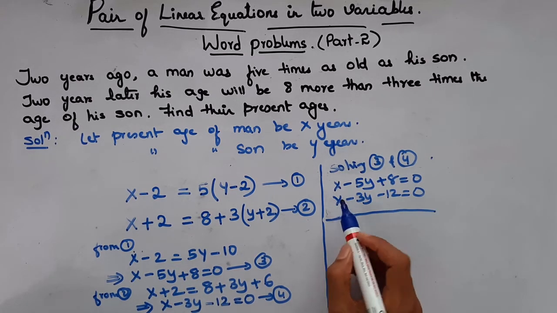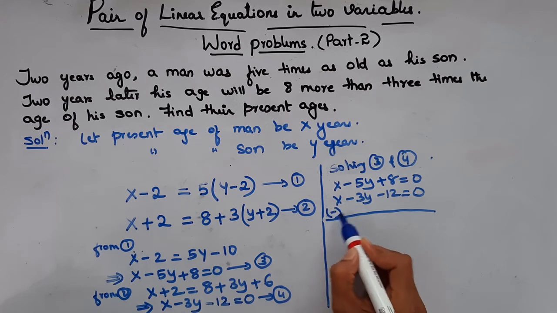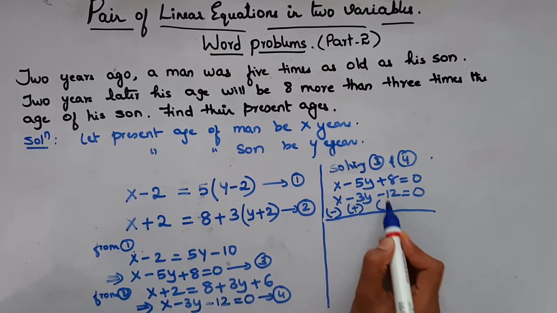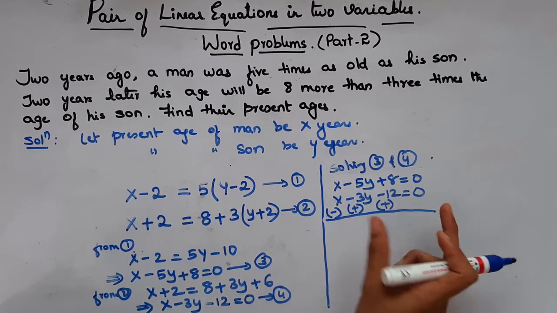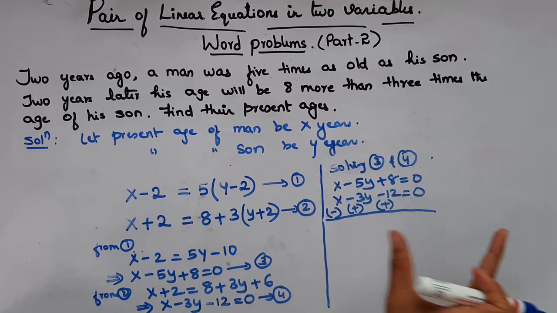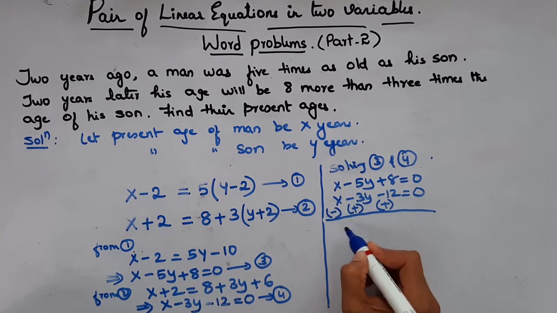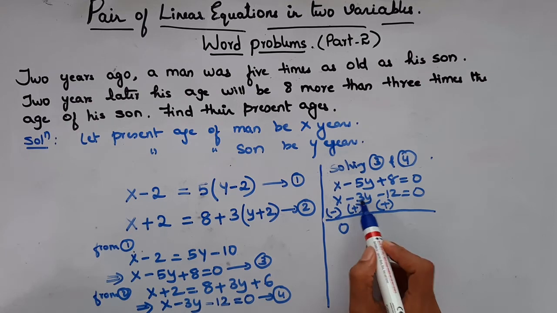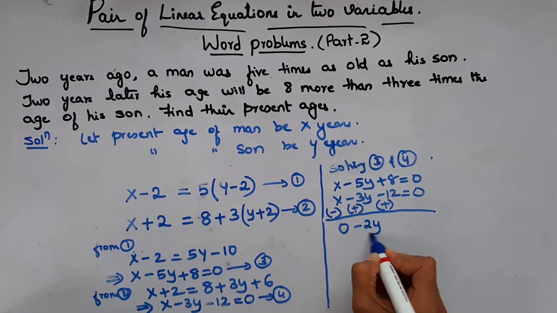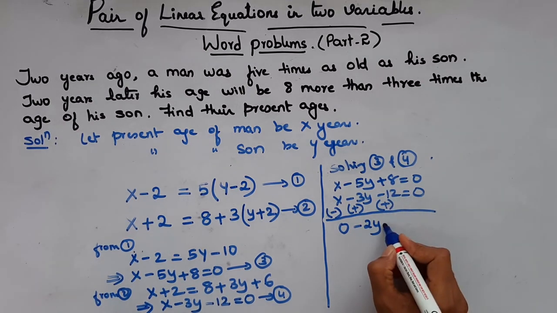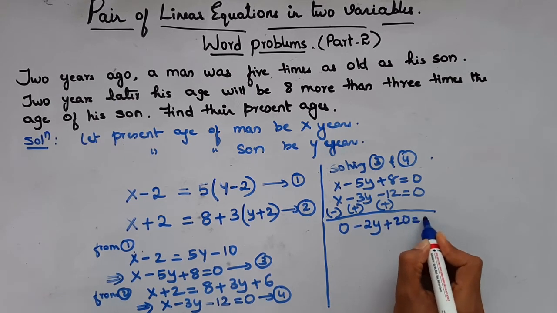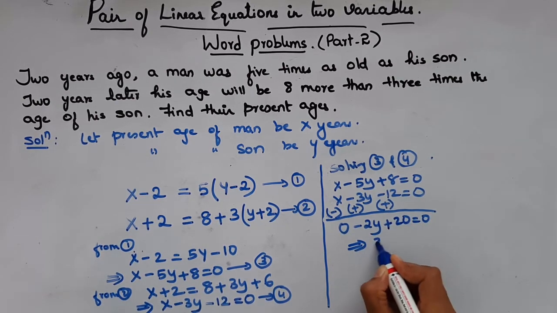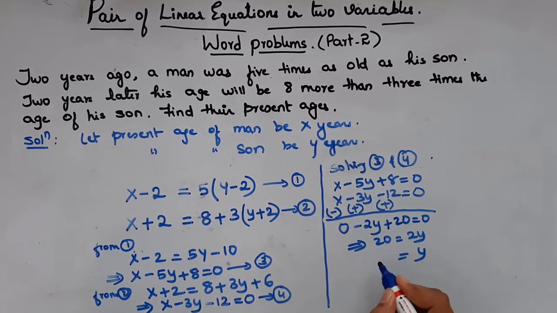In order to eliminate x, we have to subtract, right? Just change the sign here, minus plus, so minus means plus. That is equation 3 minus this equation. So this is 0, minus 5y plus 3y will give you minus 2y. So plus 8 and plus 12 will give you plus 20, which is equal to 0. This implies 20 is equal to 2y, where y is nothing but 2 1s are 2, 10s are 20, right? So your y is 10.